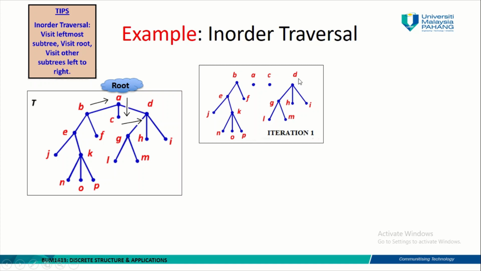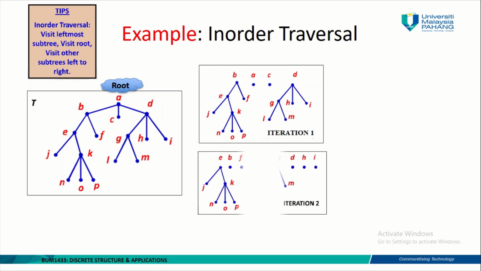Okay. So for the second iteration, we take B as a root, so E is the leftmost subtree. So the in-order traversal for the second iteration is E, B, F. So we put here E, B, F. So for D, we have G, D, H, I. So we have here G, D, H, I for the second iteration. The others are just copy and paste.